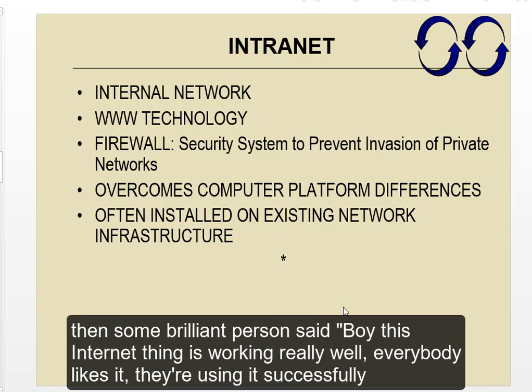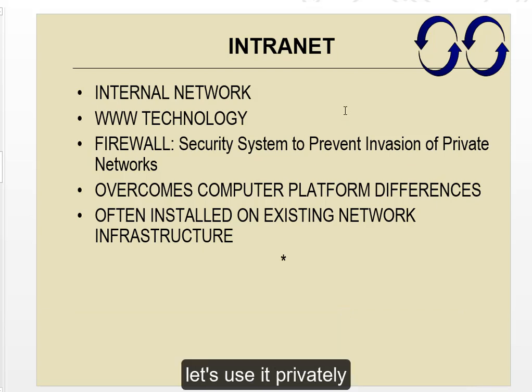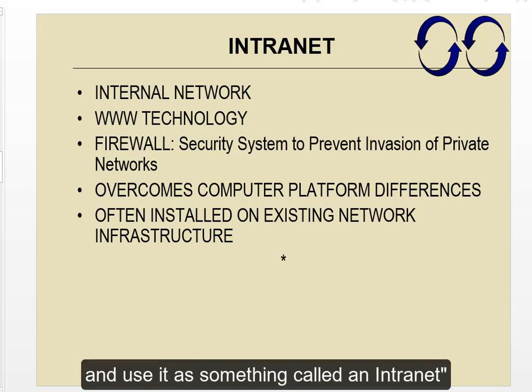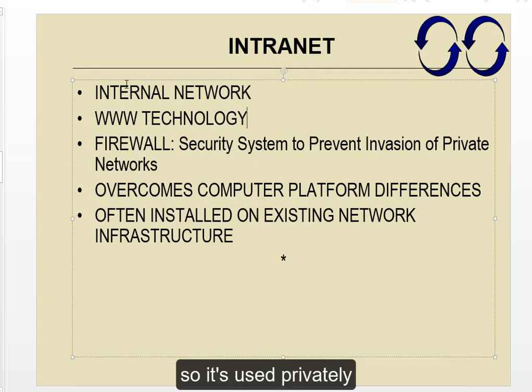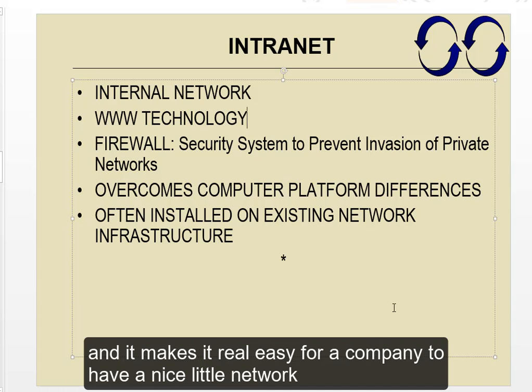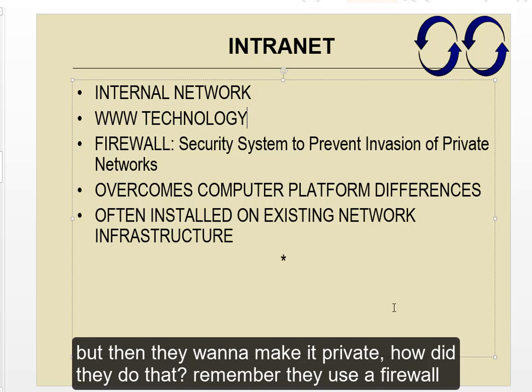Then some brilliant person said, boy, this internet thing is working really well. Everybody likes it. They're using it successfully. Let's use it privately. Let's take a smaller version and use it as something called an intranet. So it's used privately with the same technology, and it makes it real easy for a company to have a nice little network, but then they want to make it private. How do they do that? Remember, they use a firewall.